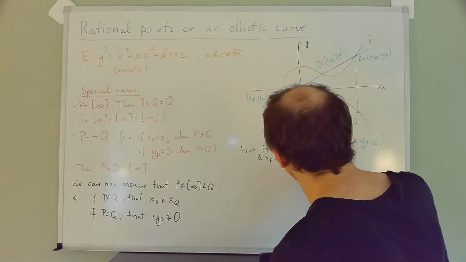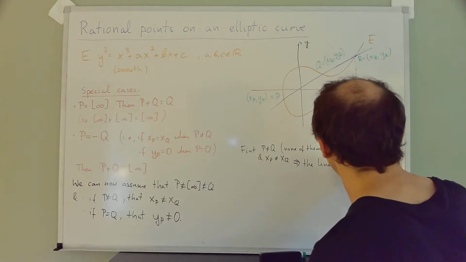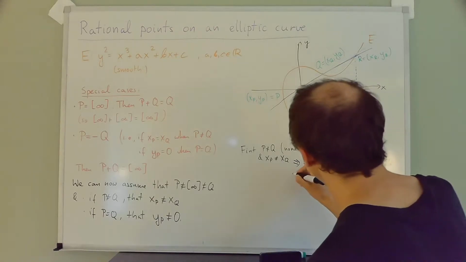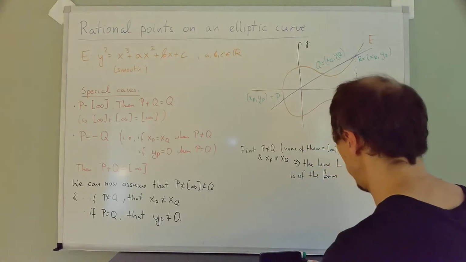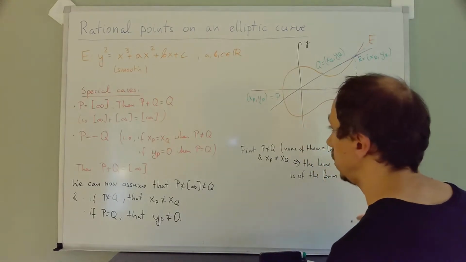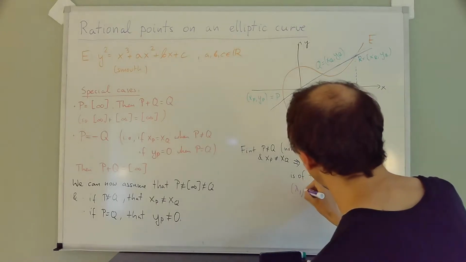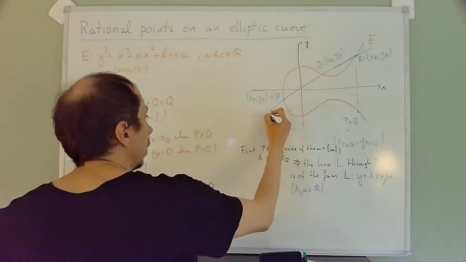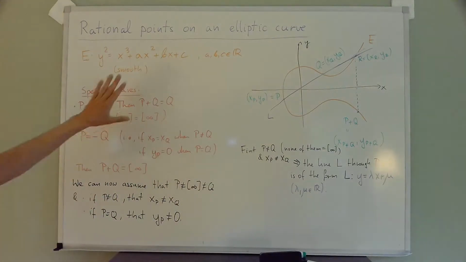So this implies that the line L through p and q is of the form y equals lambda x plus mu. So lambda and mu are some real numbers. Okay, so that's the L. So the picture was already for that non-special situation, for none of these special cases.